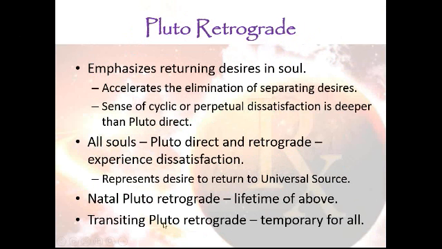Transiting, what we're looking at tonight for the next 5 months, it is there for all of us for the next 5 months. Now as I speak about Pluto retrograde, if you're born with it natally, this means you're doing it for a lifetime. If Pluto goes retrograde by progression, it means you're doing it from the time that Pluto turns stationary retrograde and typically for the rest of the life, as slow as Pluto moves. Pluto retrograde, emphasizing the returning desires. Again, it's going to accelerate eliminating the separating desire nature.